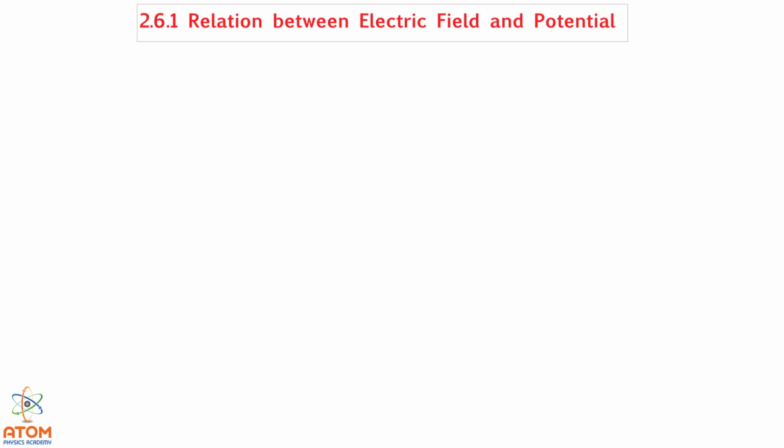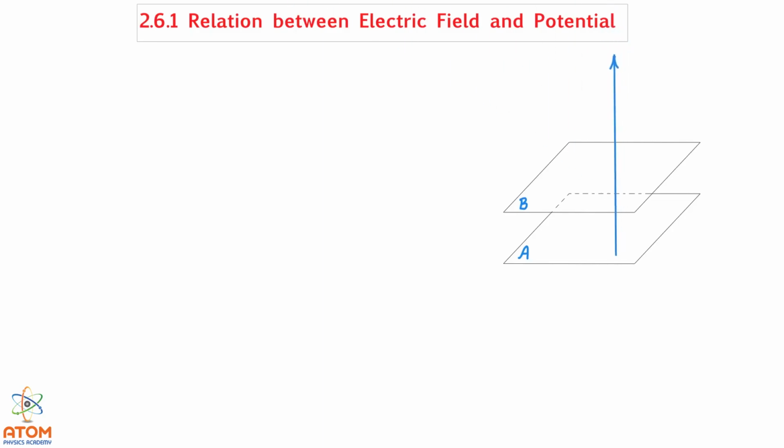For this, consider these two surfaces as equipotential surfaces. Let us name them surface A and surface B. Now because I am saying that it is an equipotential surface, the electric field passing through these surfaces will be perpendicular to both of the surfaces. So I have to show the electric field somewhat like this.